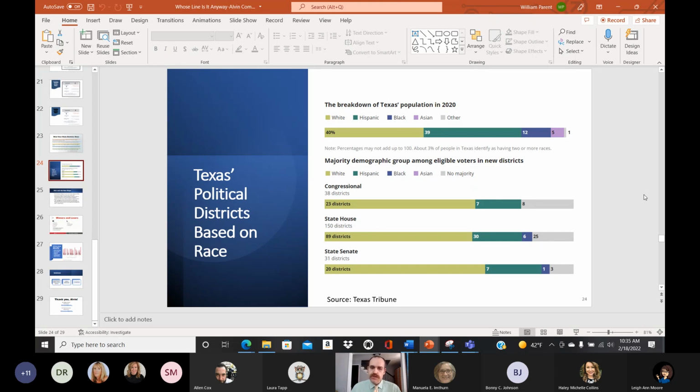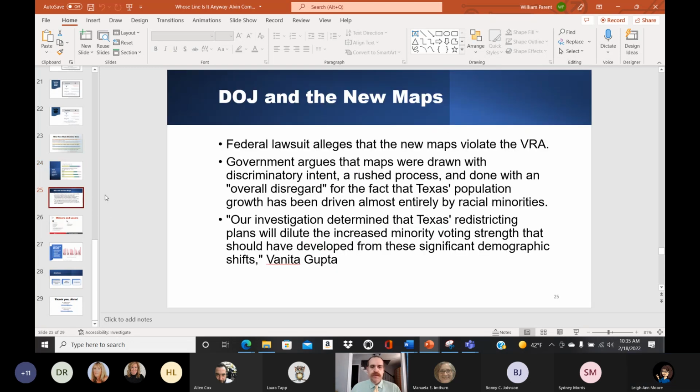And yet, once again, you can see how whites are overrepresented when it comes to having districts where they represent a majority of voters. So 23 out of the 38 congressional districts have a white majority, and 89 out of the 150 House districts have a white majority, and 20 out of the 31 state Senate districts, once again, have a white majority. So clearly people of color here in the state of Texas are not represented based upon the rich diversity we enjoy here in the state of Texas.